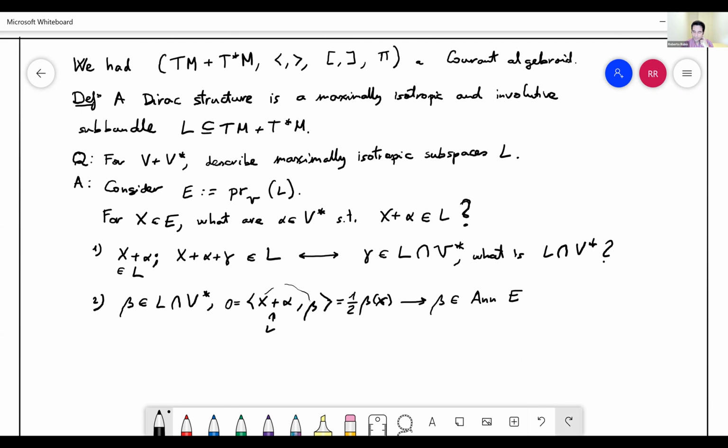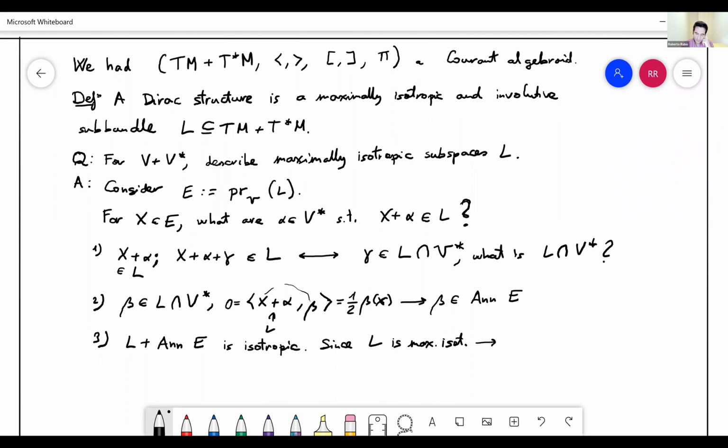But on the other hand, if I take now the annihilator of E and I consider this space, L plus annihilator of E, for the same reason, this is an isotropic space, okay? Is isotropic. And since L is maximally isotropic, that means that actually they must be the same, okay? Otherwise, L plus annihilator of E would be bigger.